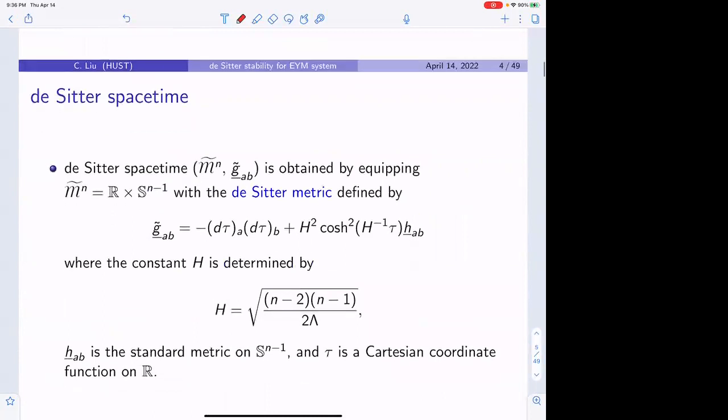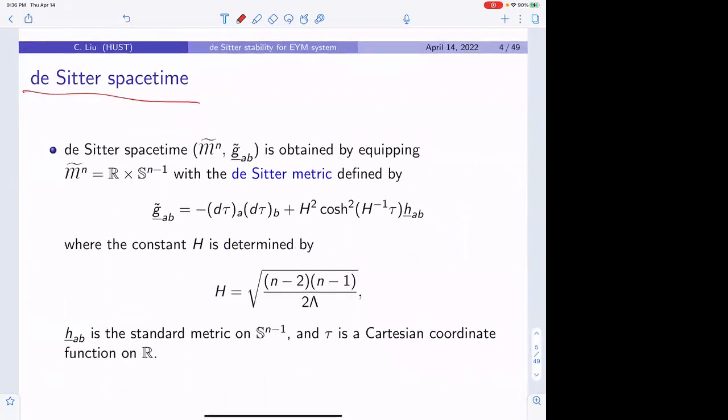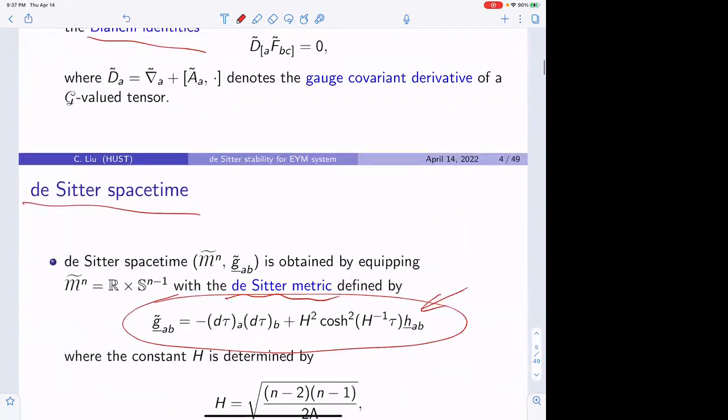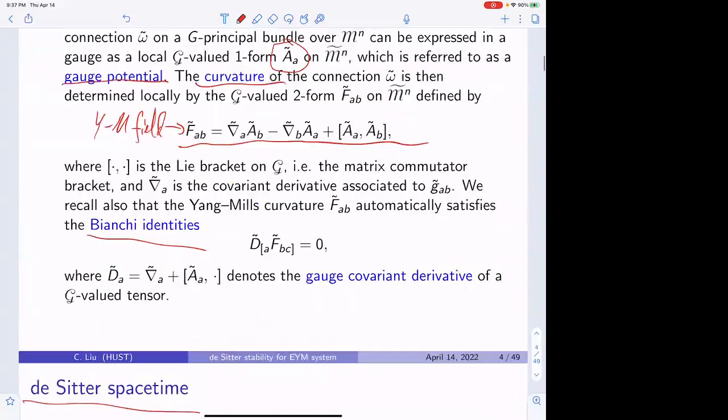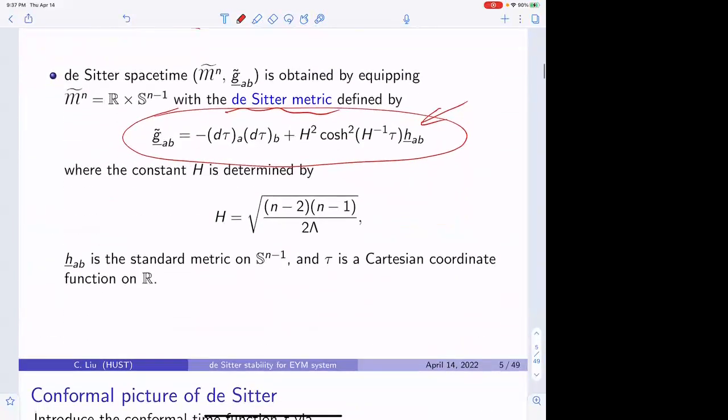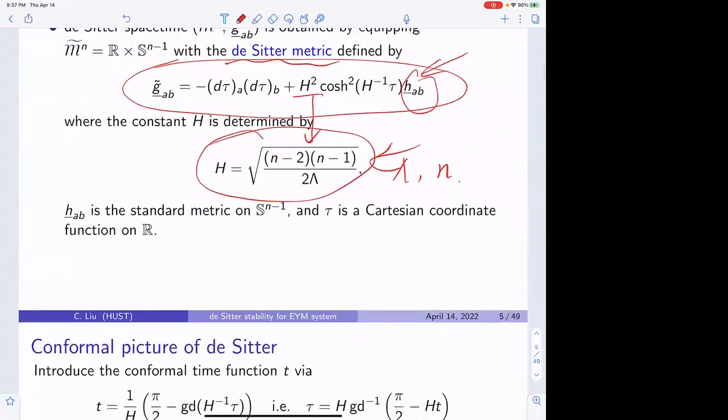The second concept is de Sitter space. De Sitter space is usually given by this metric, which is one global expression of the de Sitter metric. It is an exact solution to the vacuum Einstein equation. In this expression, H is related to the cosmological constant lambda and the dimension n by this formula. H bar is the standard metric on the (n-1)-sphere.